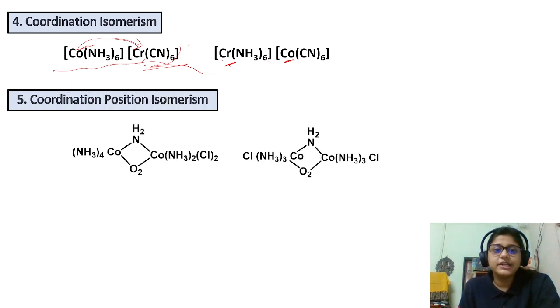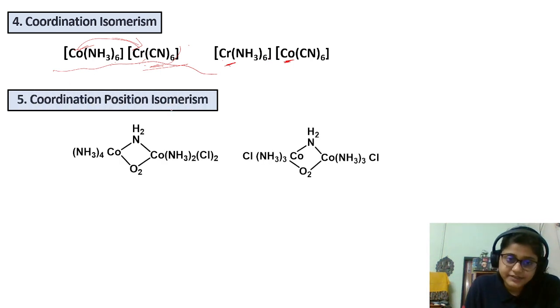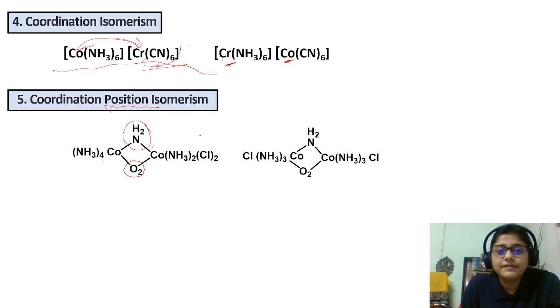After that, coordination position isomerism. What is this? Position means there will be something regarding the position, right? So here the bridging ligands are also there, bridging between these two complexes. So in this kind of complex, only coordination position isomerism can be seen.